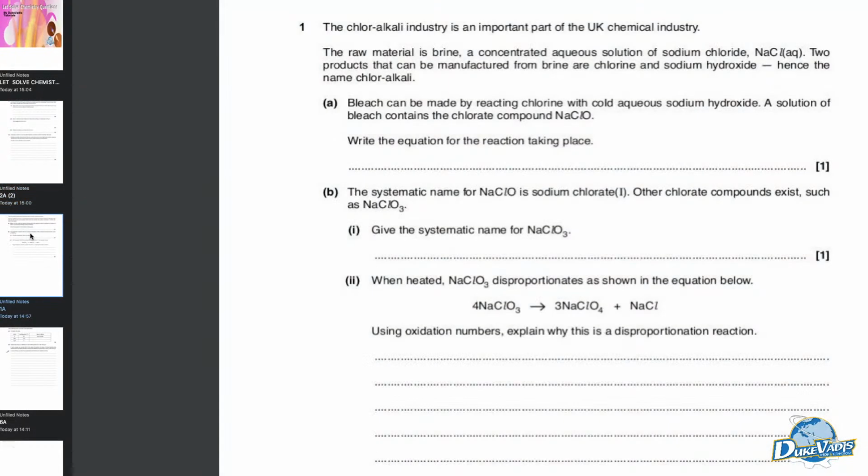There's a question. Okay, question number 1. The chloralkali industry is an important part of the UK chemistry industry. The raw material is brine, a concentrated aqueous solution of sodium chloride, NaCl(aq). Two products that can be manufactured from brine are chlorine and sodium hydroxide. Hence, the name chloralkali.